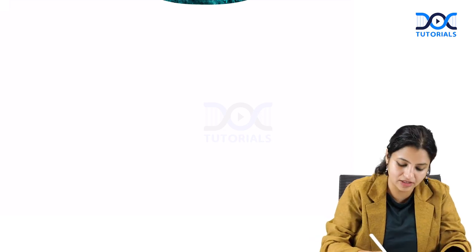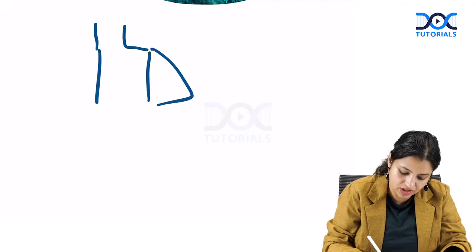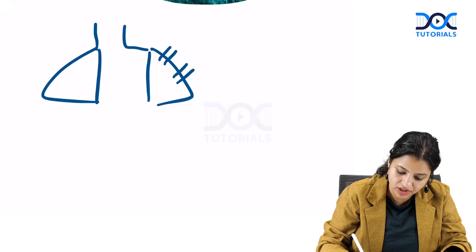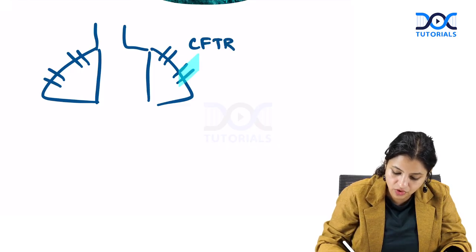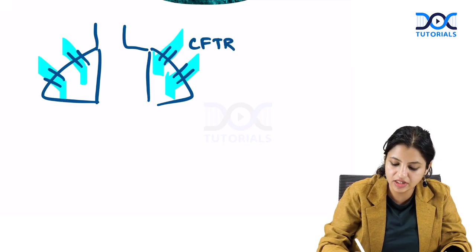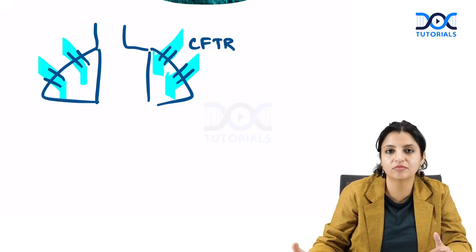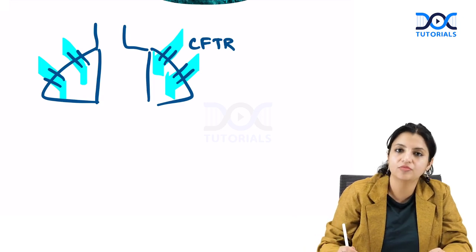So what happens in the lungs? Let's say these are the lungs. In the lungs, what we need are these CFTR channels. The function of the CFTR channel is to give chloride into the bronchus, into the lumens, so that it can maintain the moisture. So the chloride channels basically pour chloride into the lung and the mucosa.